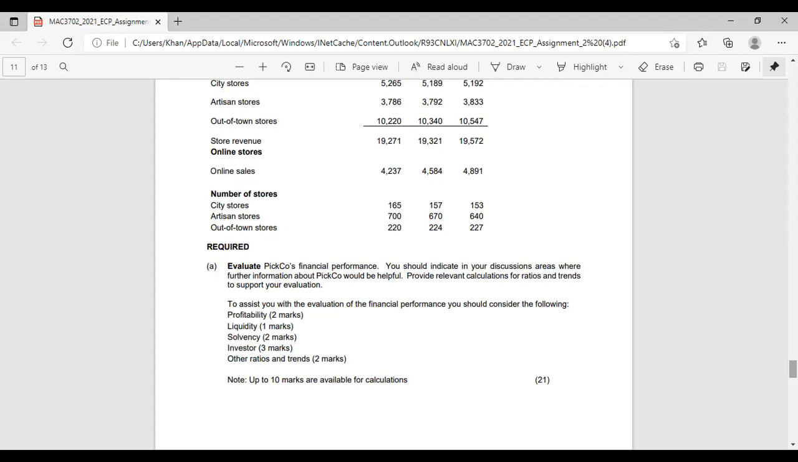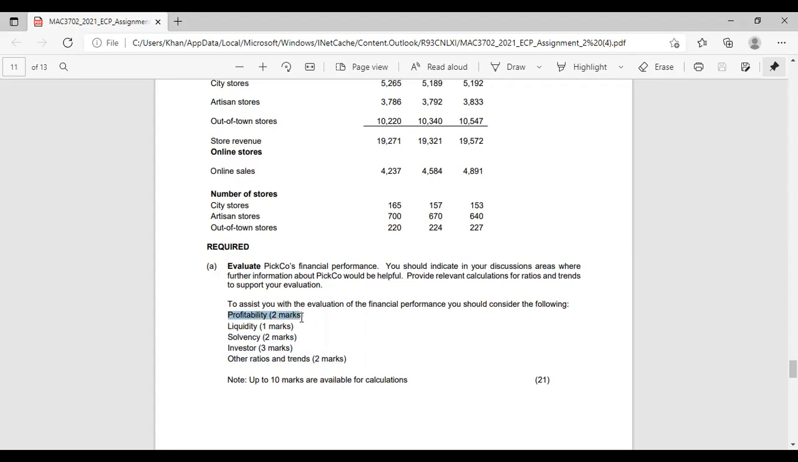Okay, so they say to assist with the evaluation of financial performance, you should consider the following. Here you can see profitability, liquidity, solvency, investor, and other ratios and trends. So what do you want to have a look at? Generally, if you see 2 marks, then it's like 2 ratios. If you see 1 mark, then it is 1 ratio. Not always, but generally. So here we'll probably do 2 ratios.